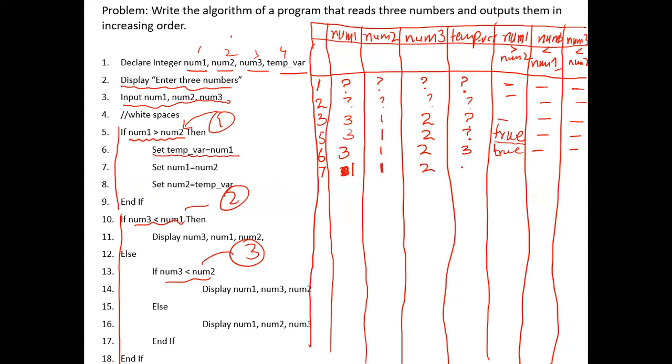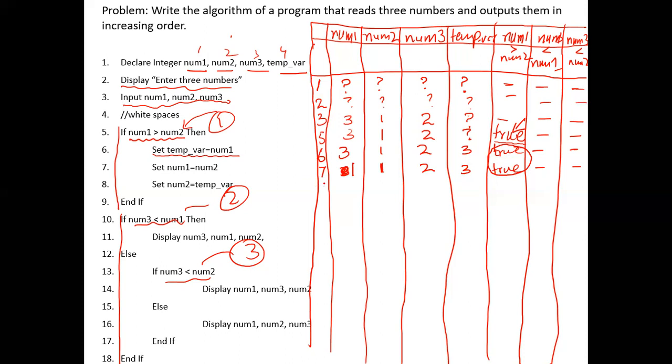Num3 will be 2, and our temp_var is 3. Our boolean expression was true, so we just leave it like that. One thing you need to remember about these Boolean expressions is that it is not important what you write here, because the value of this expression was controlling the behavior of our code. If it was false, we would have moved to line number 10, but because it was true, we moved to line number 6. So here you can even leave them as hyphens or dashes. It doesn't really matter.